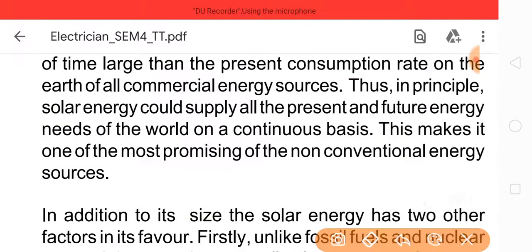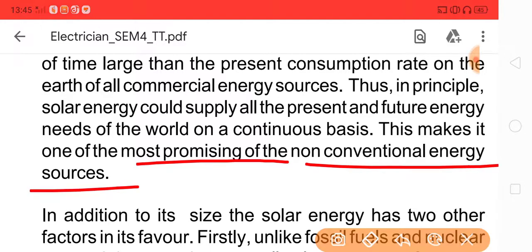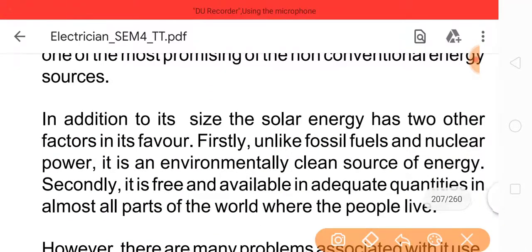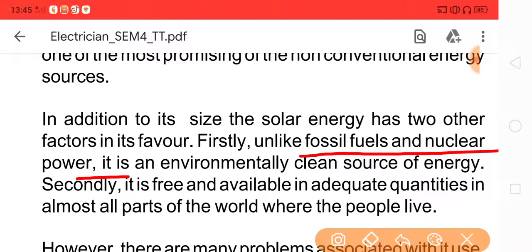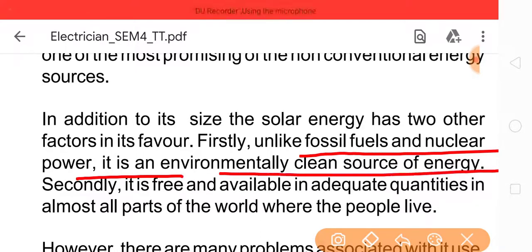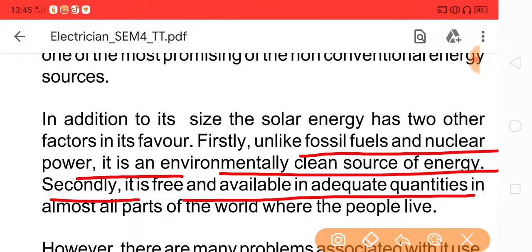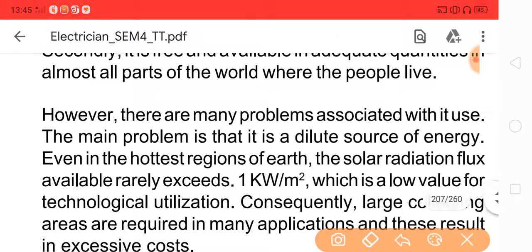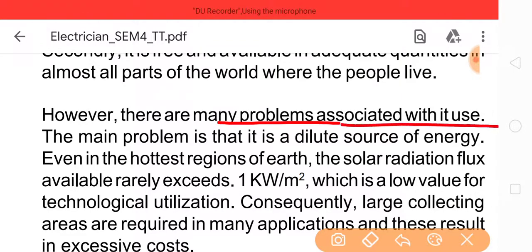This makes it one of the most promising of the non-conventional energy sources. In addition to its size, solar energy has two other factors in its favor. Firstly, unlike fossil fuels and nuclear power, it is an environmentally clean source of energy. Secondly, it is free and available in adequate quantities in almost all parts of the world where people live. However, there are many problems associated with its use.